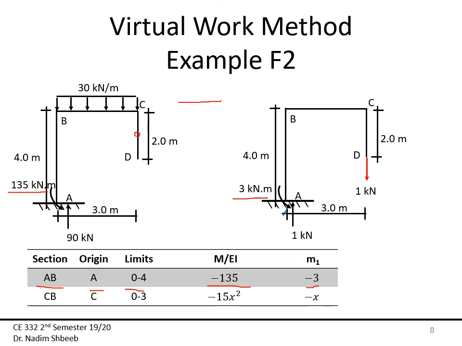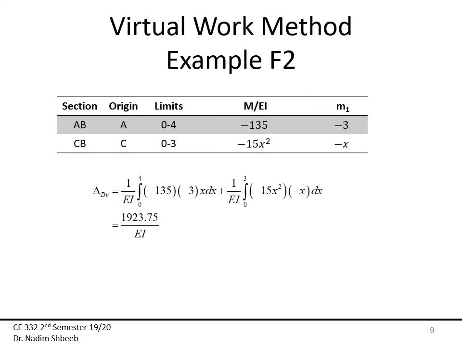So this is just going to be, again, here's my distributed load. Then this is going to be my negative moment, and that's just going to be 30 times x over 2, hence minus 15x squared. For the virtual system, it's just going to be minus x, because it's going to be like that. So here's my minus x. Carry out the integration.